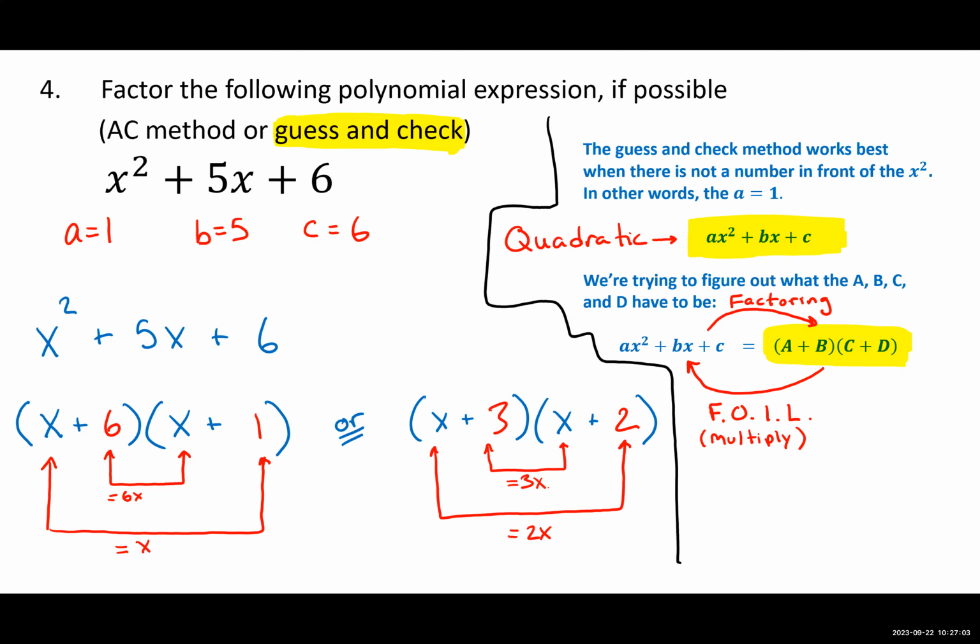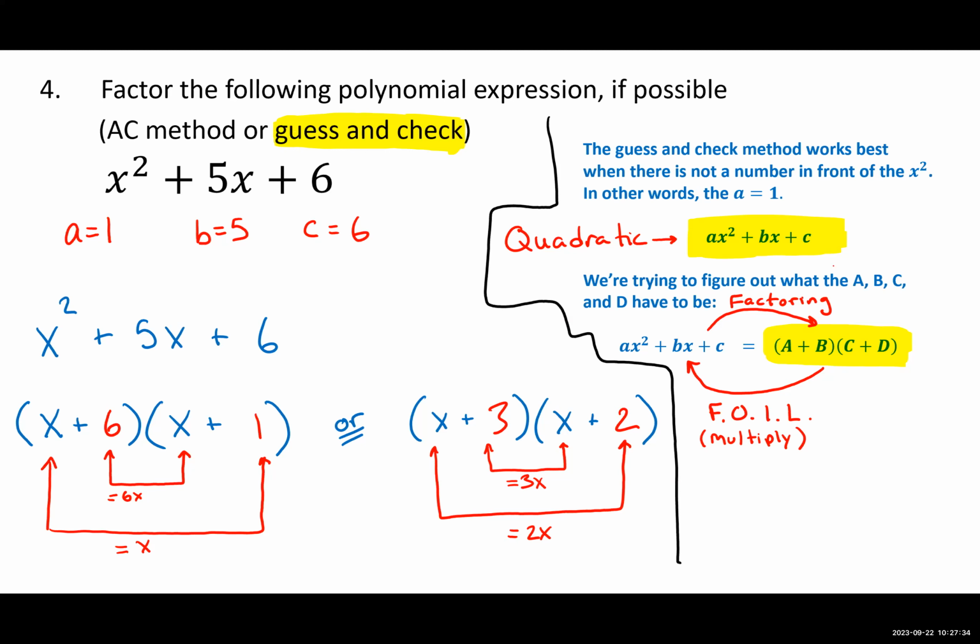But we're trying to make the original problem, which is x squared plus 5x plus 6, meaning we have to make a 5x. Outer times outer, inner times inner has to give us a 5x, and it looks like the one on the right. The 3x and the 2x will give us 5x. So we're trying to figure out two numbers that multiply to give you the C, but then add up to give you the B term.